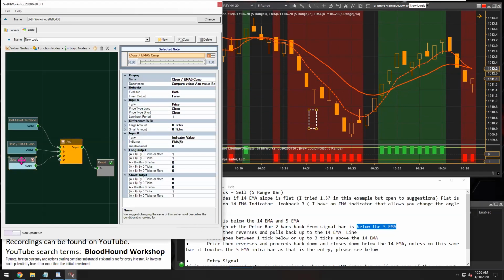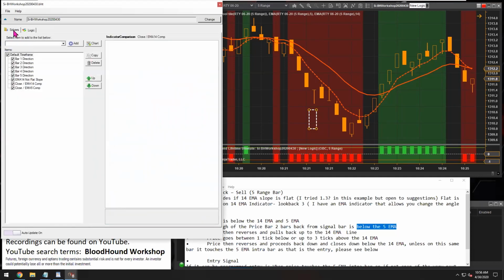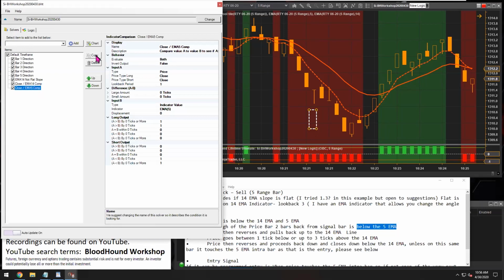So again, we can take this existing solver here where we're comparing the closing price to the EMA5, and we can just do a slight tweak to this. Instead of using the closing price, we can adjust it to use the high of the bar. So let's go back to our solvers tab, make a copy, and then I will adjust this so that we're going to use the low of the bar for a long signal, but for a short signal, we're going to use the high of the bar.